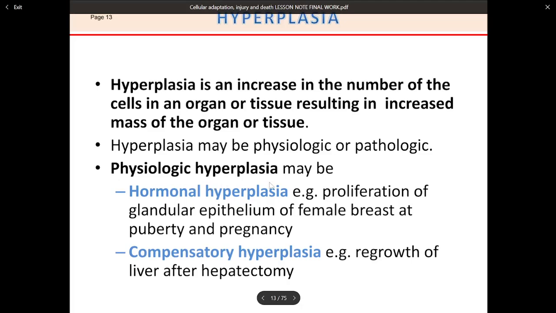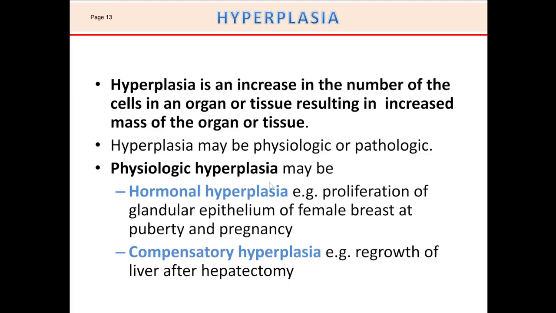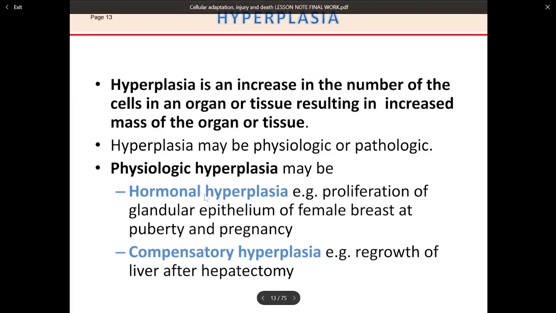Now, physiologic hyperplasia includes hormonal hyperplasia or compensatory hyperplasia. In hormonal hyperplasia, an example is proliferation of glandular epithelium of the female breast at puberty or pregnancy. So what this statement is saying is there is proliferation of glandular epithelium of the breast. It occurs as a result of hormones that are being produced in the female's body. Because of this increase in the production of these hormones, there's increase in the proliferation of glandular epithelium of the female breast, and it usually occurs in puberty and pregnancy.